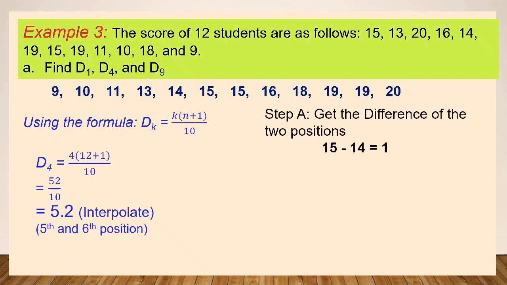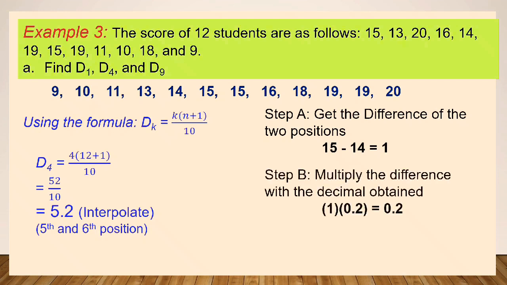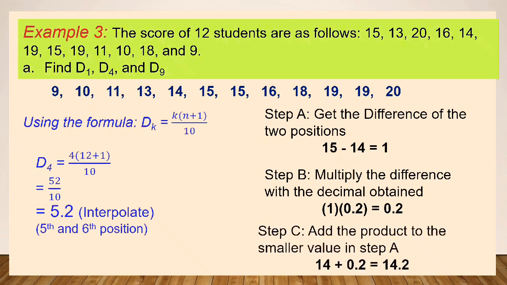In our first step in interpolation, getting the difference of the 5th and the 6th position, we have 15 minus 4 results to 1. Multiplying the difference with the decimal obtained, that is 1 times 0.2 results to 0.2, and adding the smaller value in step A with the product that we obtained in step B results to 14.2. So therefore, class, the exact value of the fourth decile is equal to 14.2.